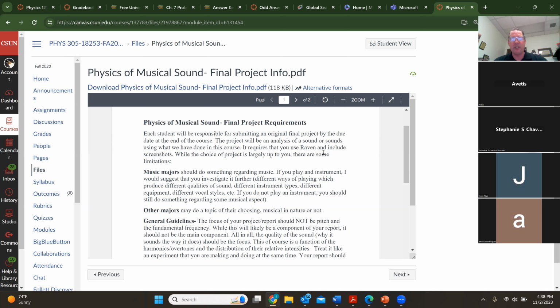Music majors, if you're a music major, it should just fall right into your lap that, hey, you do something with music. If you're a singer, you use your voice. If you play an instrument, use an instrument. I'd say the one thing that maybe wouldn't correlate well with that is that if you're a drummer, drums are a little bit difficult to analyze because they're not composed of harmonics. They have just overtones generally, depending on what type of drum it is. But usually you're a music major, that would kind of be a go-to.